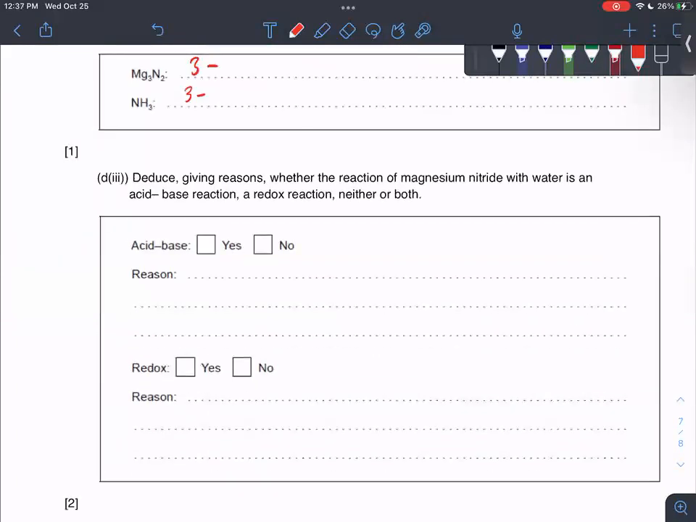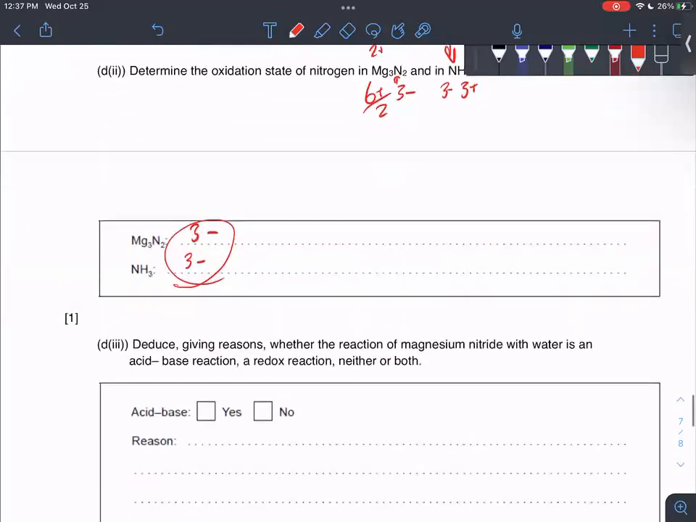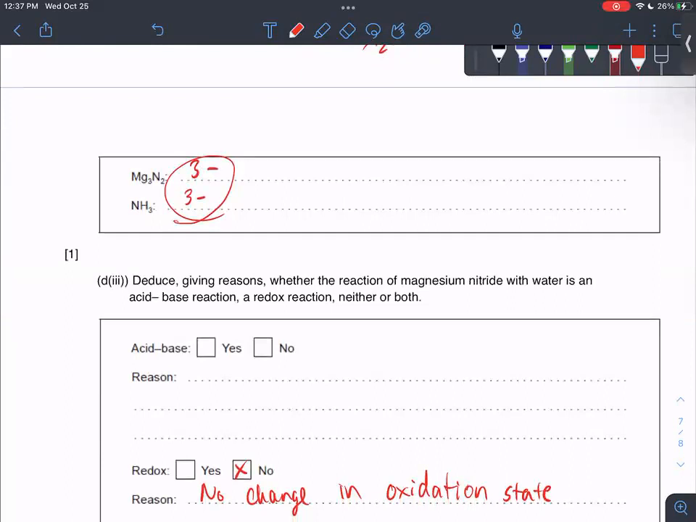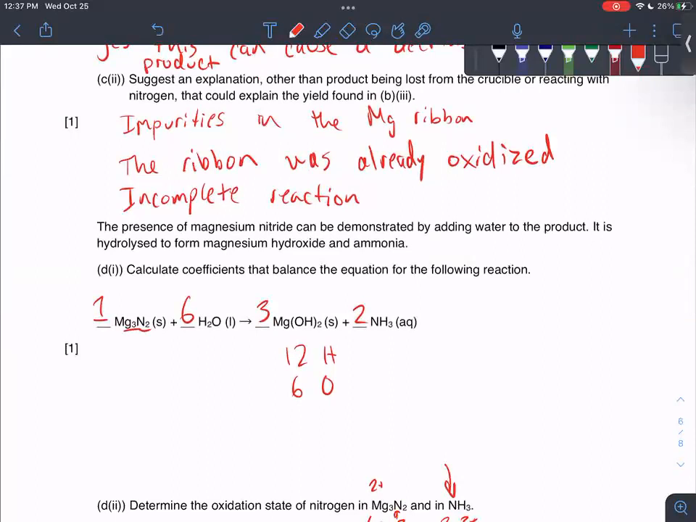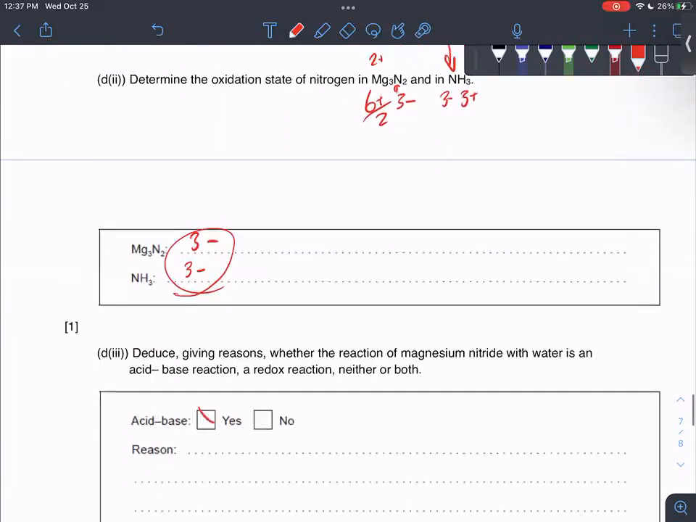So moving on to D, part 3, deduce giving reasons whether the reaction with water is acid-base, redox, neither, or both. Well, I'm going to go to the redox first because we just looked at oxidation states, of which there was no change. So I'm going to say no change in oxidation state. As for acid-base, well, in acid-base, instead of transferring electrons, we're transferring electron pairs, depending on the theory we're looking at, protons. And when we look back at this reaction, we are donating protons, we're accepting protons. I'd say, yeah.